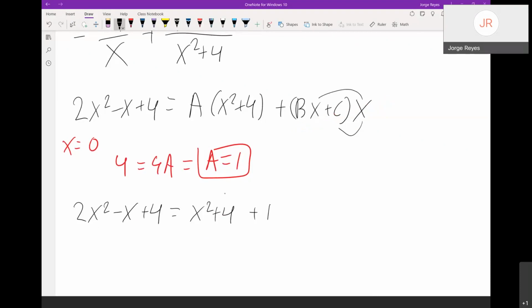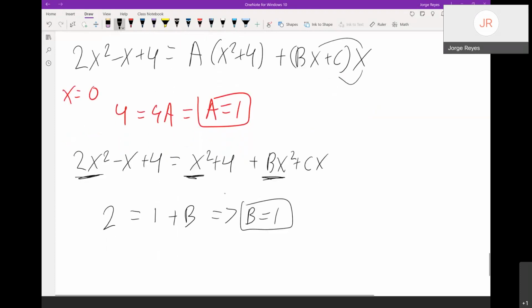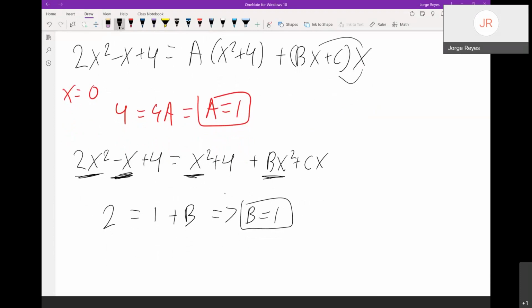So bx squared plus cx. And I'm going to compare coefficients. So I know 2 equals 1 plus b. So that means b equals 1. And then I'm going to compare the linear term. Negative 1 equals c. Ta-da, that was easy.